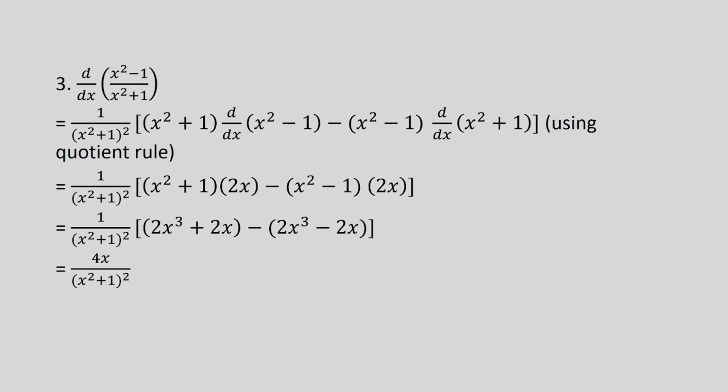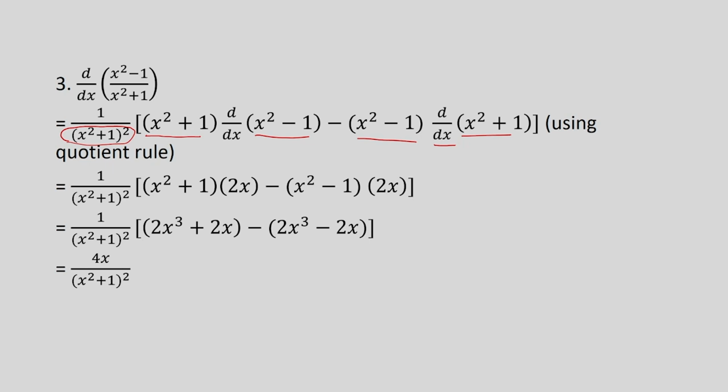Okay. Now, since it is a quotient that we have to take the derivative of, we apply the quotient rule once again. So, the denominator square is coming here in the denominator, multiplied by the denominator x square plus 1 multiplied by the d dx of the numerator, that is d dx of x square minus 1, minus the numerator, that is x square minus 1 multiplied by d dx of the denominator, which is x square plus 1.